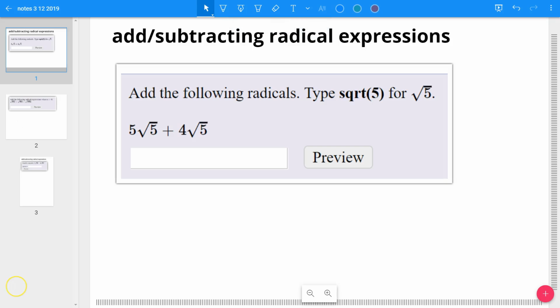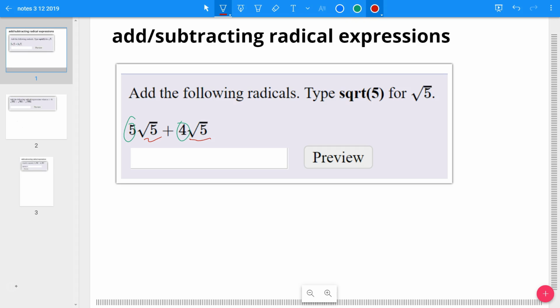In this one, let's take a look at several examples of adding and subtracting radical expressions. So we have here 5 times the square root of 5 plus 4 times the square root of 5. The first step is to observe that the radical parts are the same. When the radical parts are the same, you basically add the coefficients. The coefficients are the 5 and the 4, the values in the green boxes.